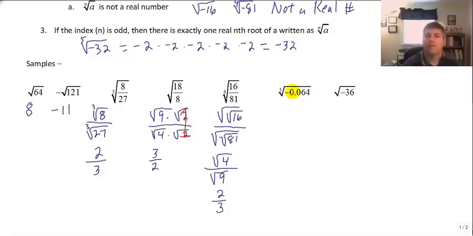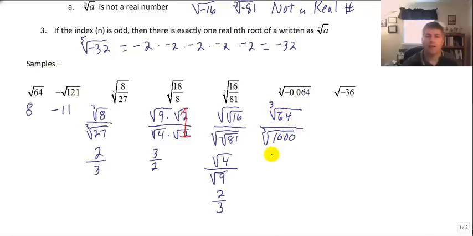The cube root of negative 64/1000ths. Now we can do this without a calculator. I like to do this in fraction form. Now I have a negative number, but I have an odd index. So this will work. I can take a third root of a negative number. And I'm going to rewrite this as the cube root of negative 64 all over the cube root of 1,000.